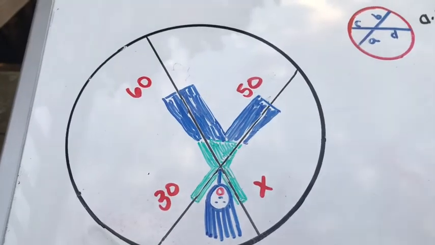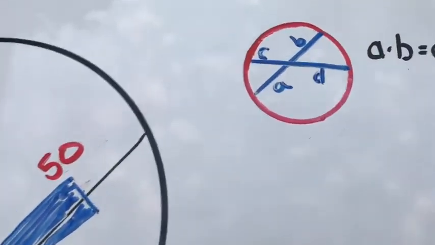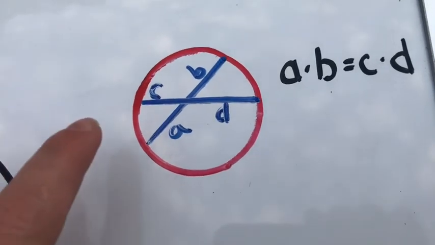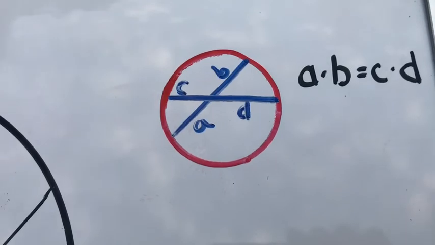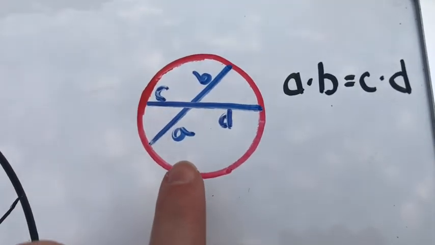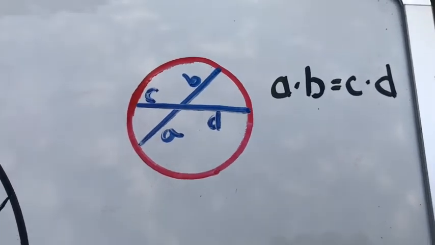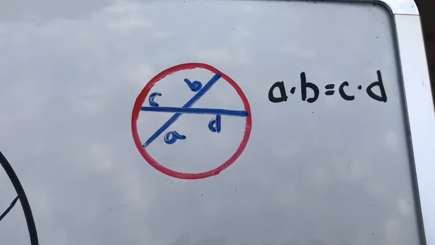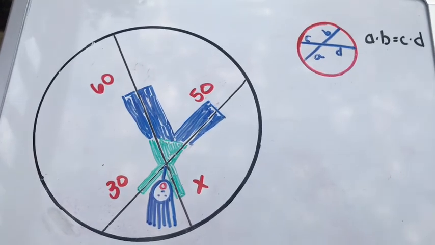Well, there's a rule that we can use to figure that out, okay? So here is that rule. What you can do when you have segments that cross inside of a circle, now we're talking about the segment length, not the angles. We're going to multiply these two pieces together and then set them equal to these two pieces multiplied together. So A times B equals C times D. All right, so we're going to look at that and solve for X here.